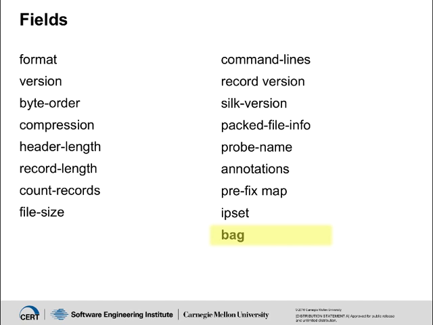Unless you are running a large, complex SiLK installation, most of the time you'll probably only be looking at record count, command lines, annotations, and maybe the SiLK version. Plus the prefix map, IP set, or bag fields if those are the types of files you're looking at.